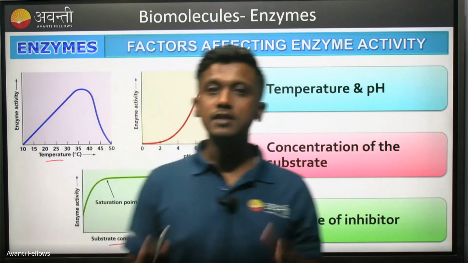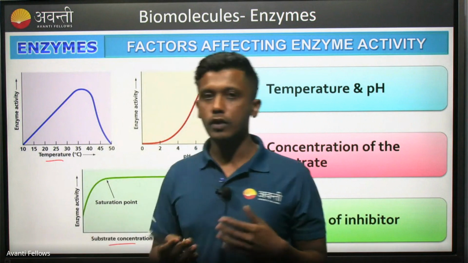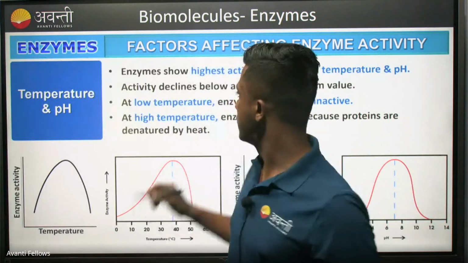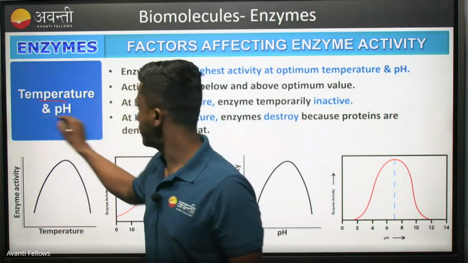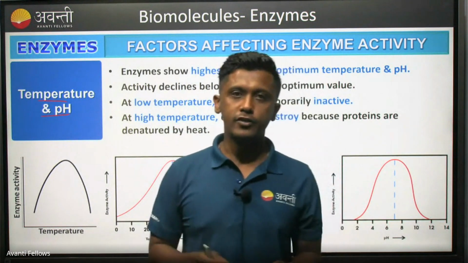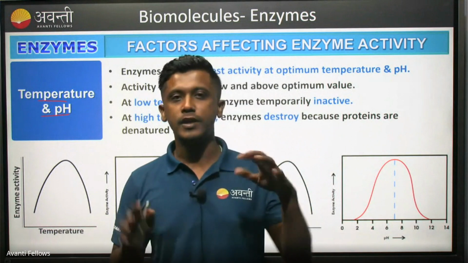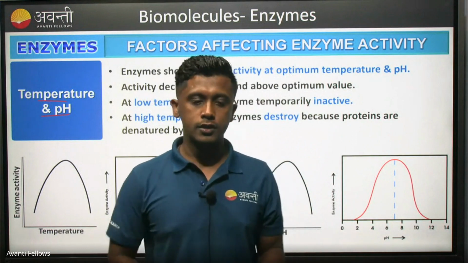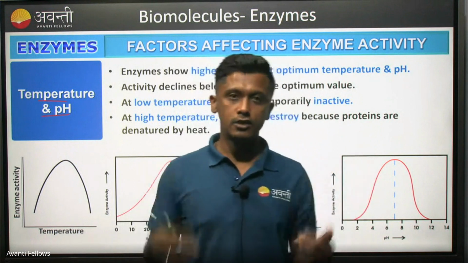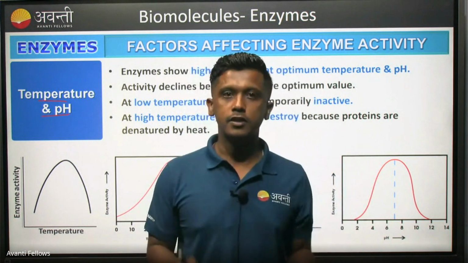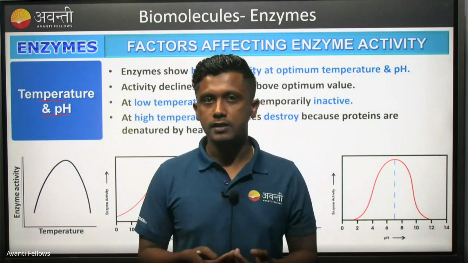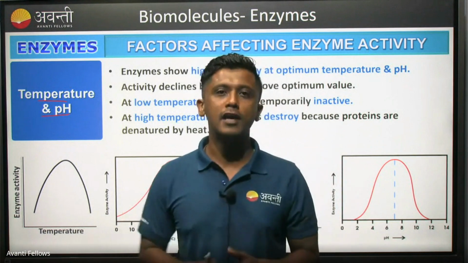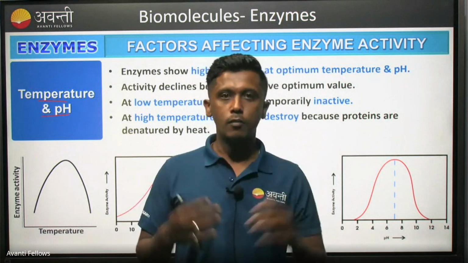Okay, so these are the factors. Let's see how each of them affects the enzymatic activity. First one, let's talk about temperature. Temperature is a very understandable factor. Why? Because if you observe any living system, for example human beings, which are warm-blooded organisms, we maintain a specific temperature for all these biochemical reactions to take place within our body.